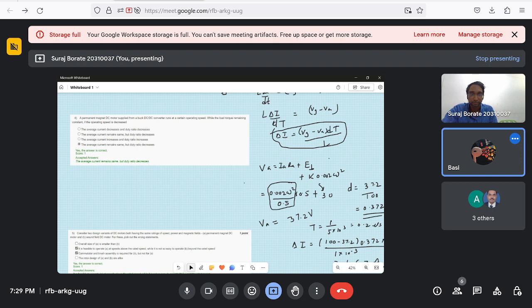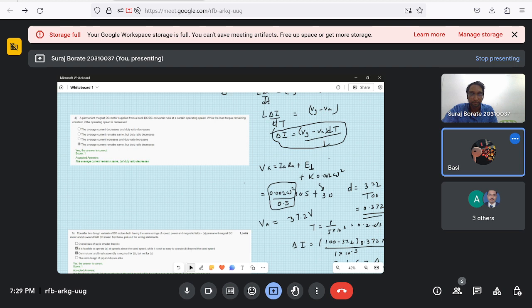Let's see what is the option. Overall size of A is smaller than B. A is permanent magnets. No, right? That is not the answer. The wound field motor is bigger. Yeah, that is the correct statement: the permanent magnet is smaller than the wound field. But we are asked to pick the wrong statement, so that is why this is not the answer. Actually, it is the correct statement.